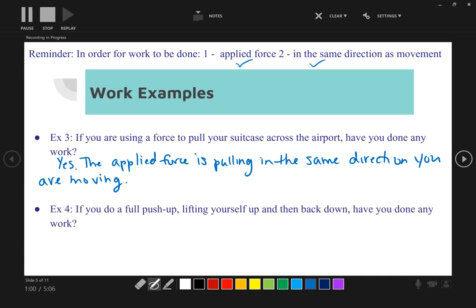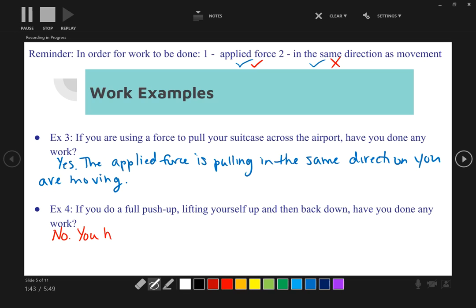And one last example here. If you do a full push-up, lifting yourself up and then back down, have you done any work? Okay, so do you have an applied force? Yes, you're pushing yourself up and releasing back down. Is it in the same direction as the movement? This one's a little bit tricky. If you do a push-up where you start low, push up and come back down low, in the end, have you actually moved from your starting position? No. So no work has been done again.